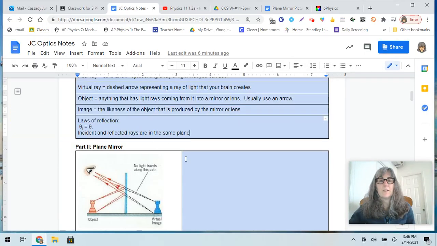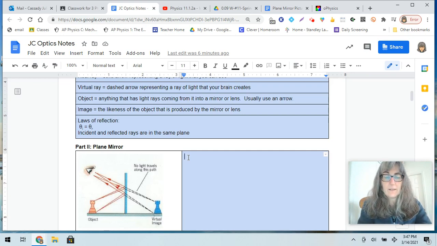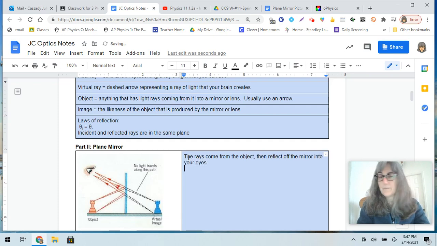Show you something else, and we'll end with a question that you can ponder. So a plane mirror is just a flat mirror. So the rays come from the object, then reflect off the mirror into your eyes. Your brain knows that light travels in a straight line.